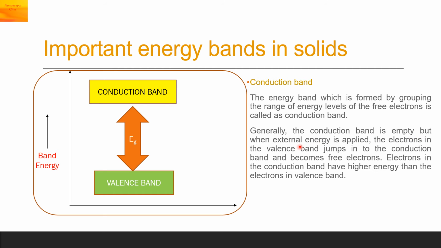But when we apply an external energy, the electrons in the valence band will get sufficient energy and they will jump into the conduction band. And when they jump into the conduction band, they become free electrons. So the electrons in the conduction band have higher energy than the electrons in the valence band. The conduction band electrons are not bound to the nucleus of the atom.